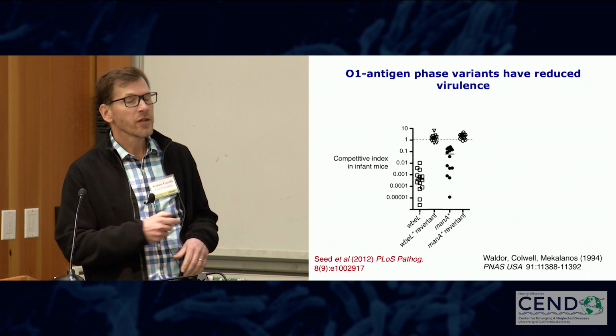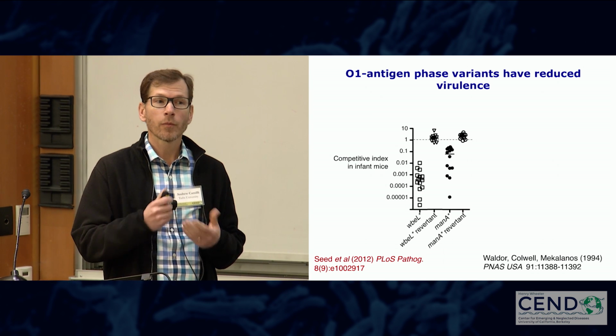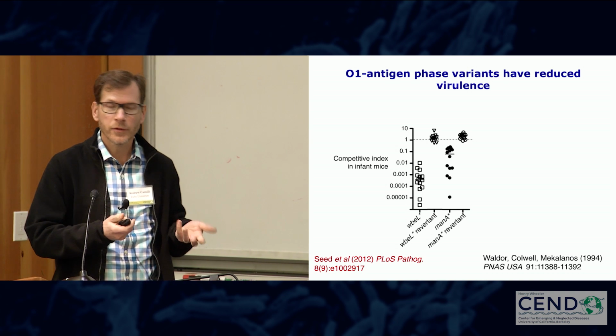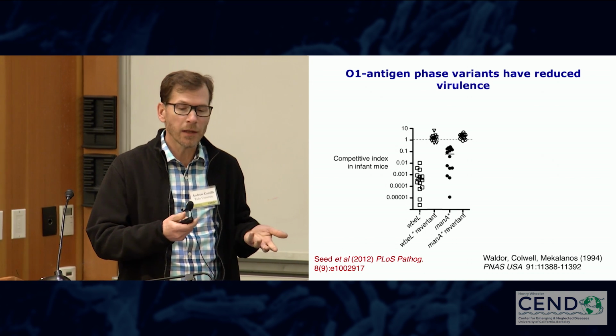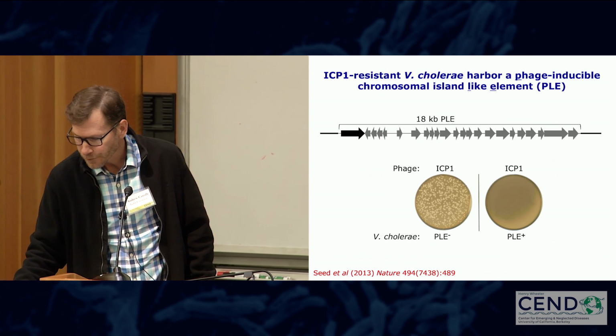So this is the first result I wanted to get across to you, is that one of the reasons we think ICP1 is so successful is it's targeting a receptor that's a critical virulence factor of the bacteria. And so the bacteria can't just get rid of that, turn the genes off, or mutate it during infection. And that's a recurrent theme, as you'll see.